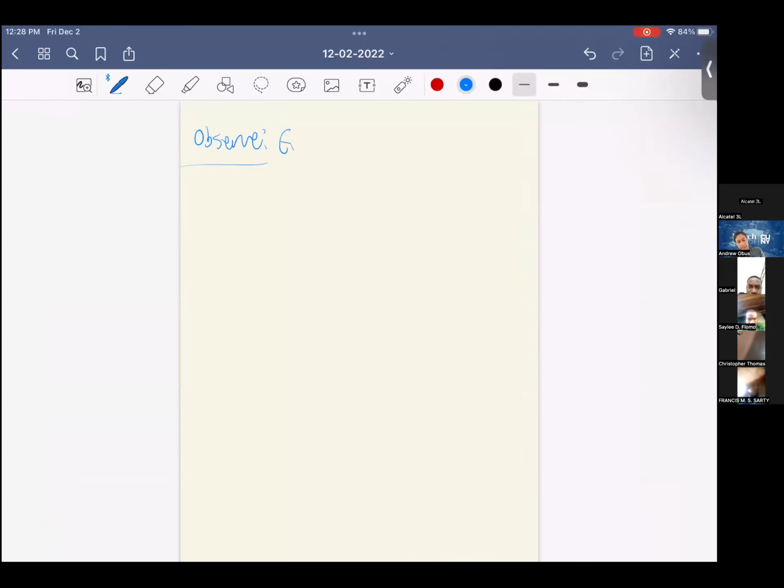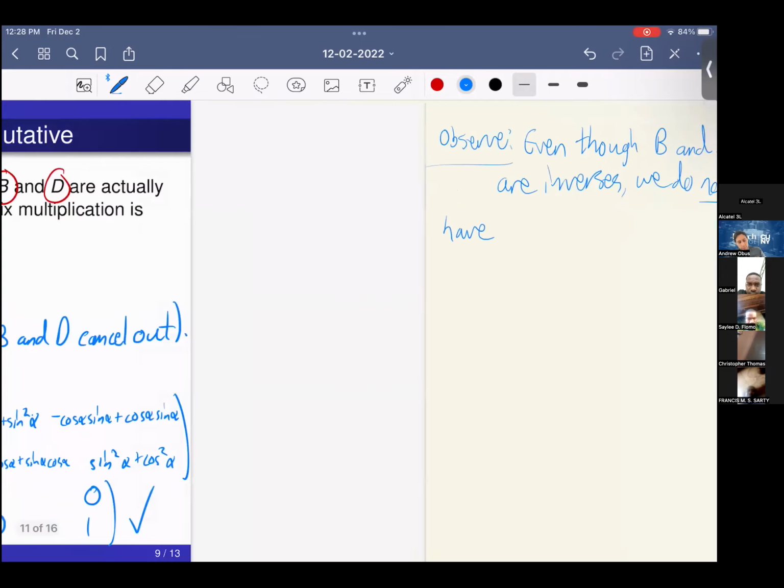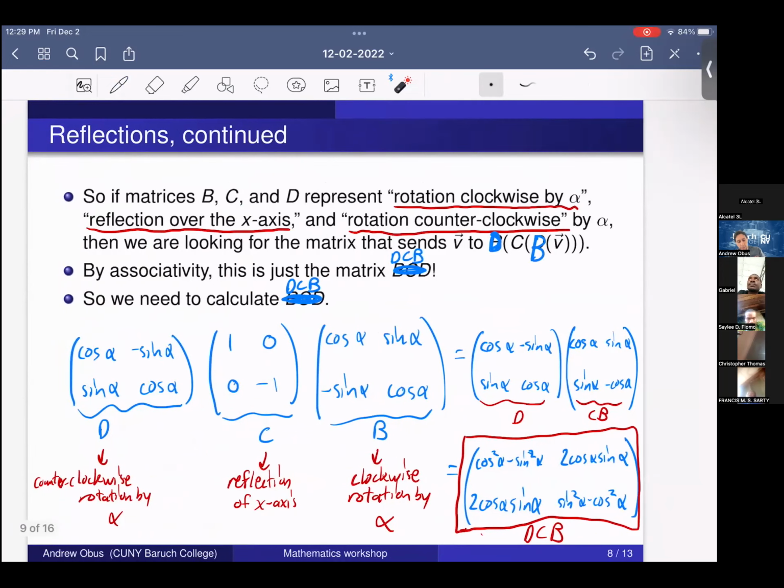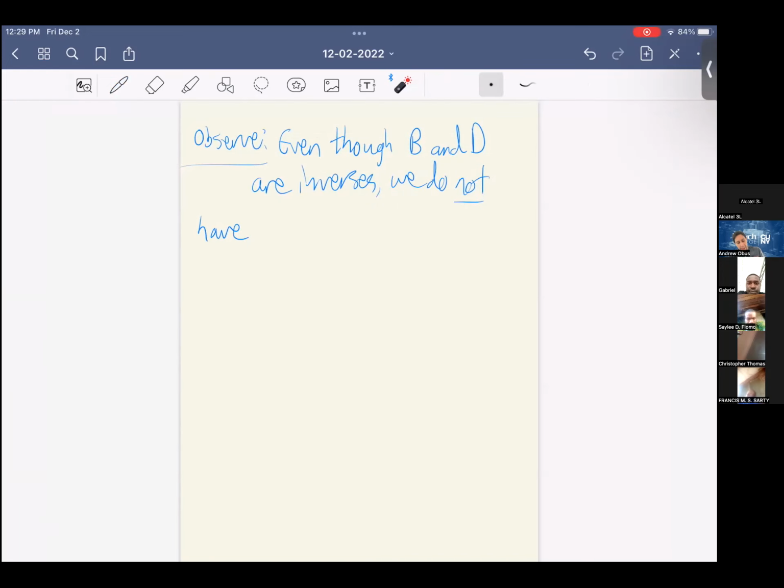So we'll observe that even though B and D are inverses, we do not have that. What was our matrix here? Our matrix was DCB. This is what we calculated. This matrix is not equal to C, right? This matrix is definitely not equal to this matrix C, right? So even though B and D are inverses, we do not have that DCB is equal to C, okay?